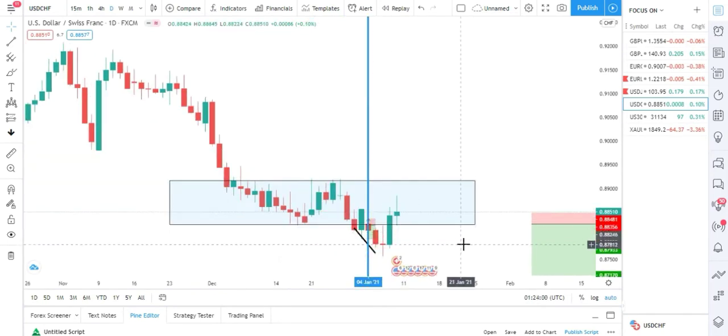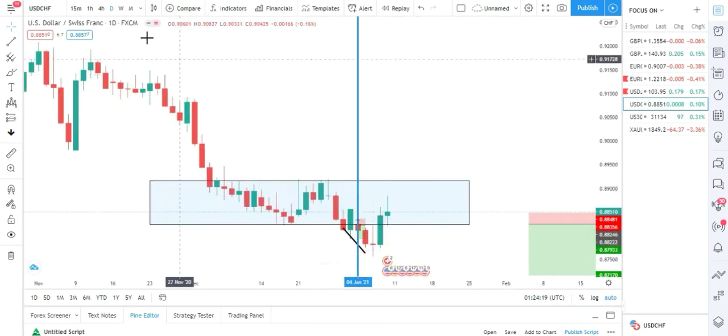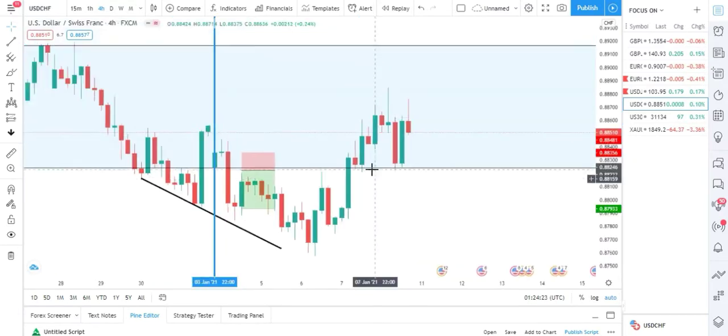I could have been patient and traded this doji candlestick here, which always shows signs of indecisiveness between the buyers and the sellers. But as you can see, when the second candlestick came around, the buyers were in control. I could have waited for that signal. So now let's go to the 4-hour to see clearly.